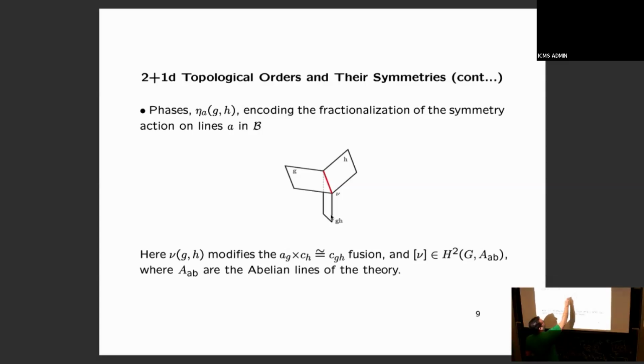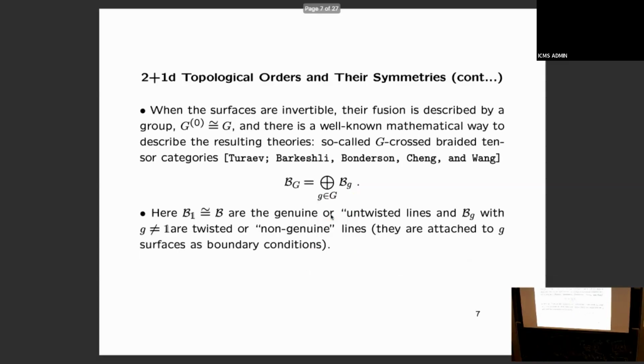And I should have driven this point home: in this B_G, I'm really thinking about these elements for non-trivial G as being boundary conditions. This is defining some fusion 1-category of boundary conditions attached to surfaces in general. And then I'll have also a trivial surface, and I'll have bulk lines, but these will define some kind of fusion 1-category.